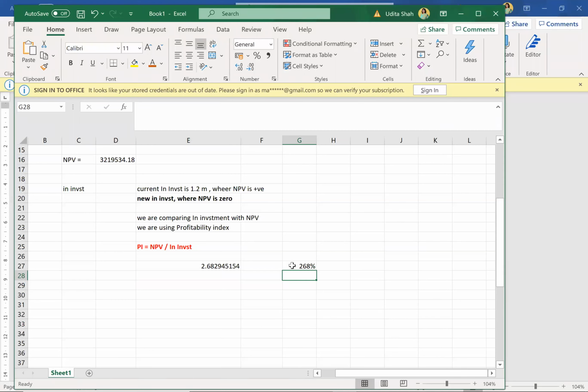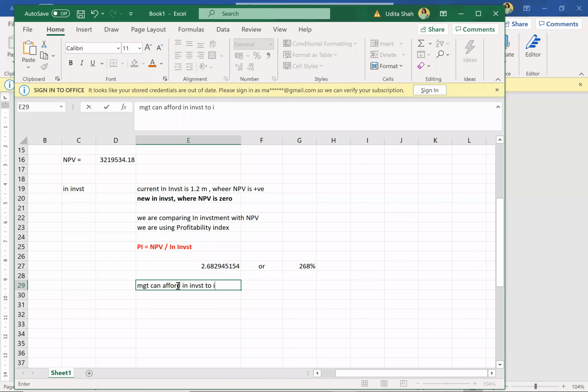Then also we don't need to worry, because initial investment was way too less as compared to our project. This will give me directly the answer. This will not give me the new PI. I am comparing initial investment with NPV, so this will directly give me the answer. So management can afford initial investment to increase by 268%.